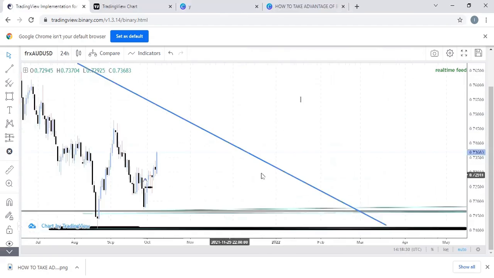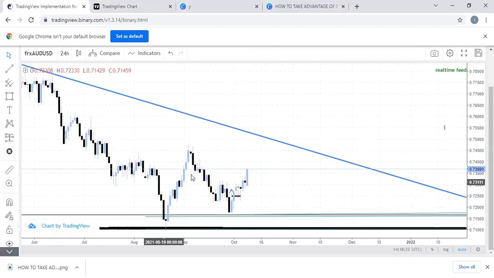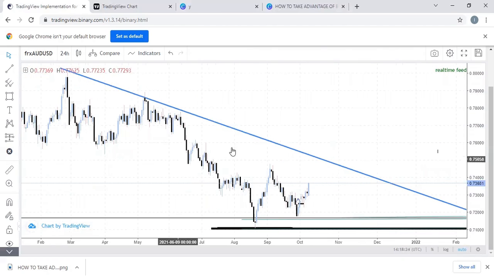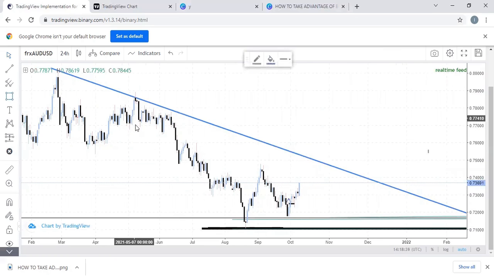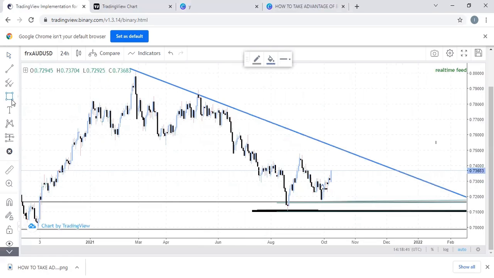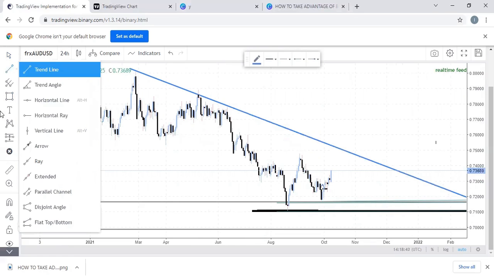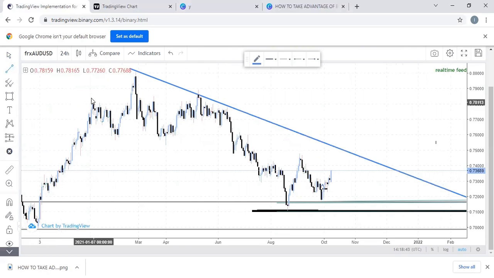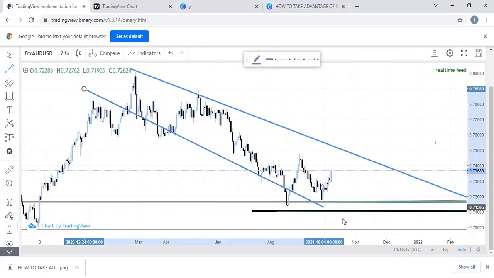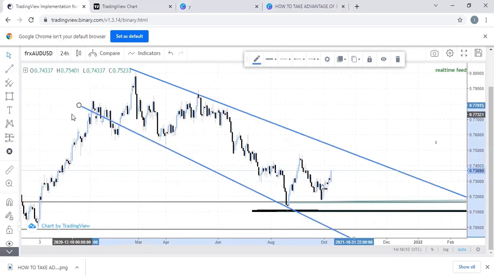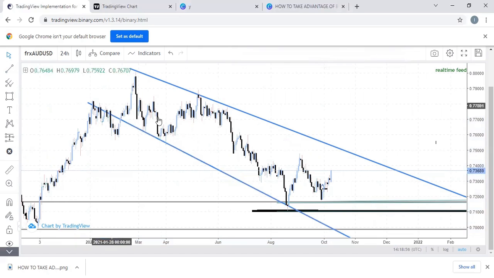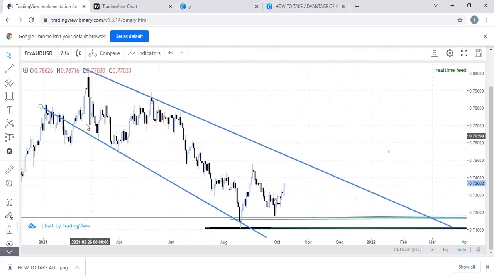Now you need to understand how to take advantage of this fake move. Let's zoom out a bit. If you zoom out, you will see that we have broken structure. On the daily time frame, you can see that we are in a downtrend. Now let's use the trend line. I know a lot of people use the trend line. Using the trend line, you can see that we are trading in this range.